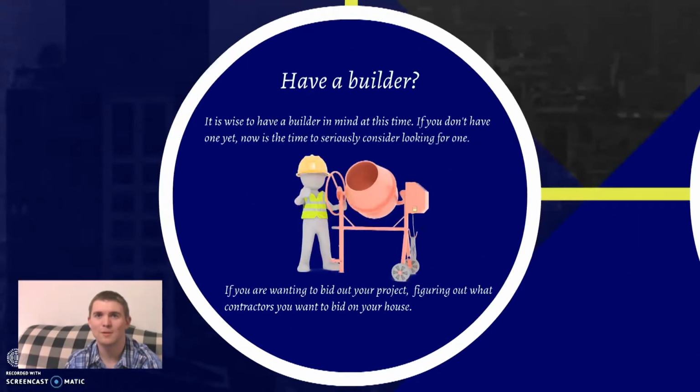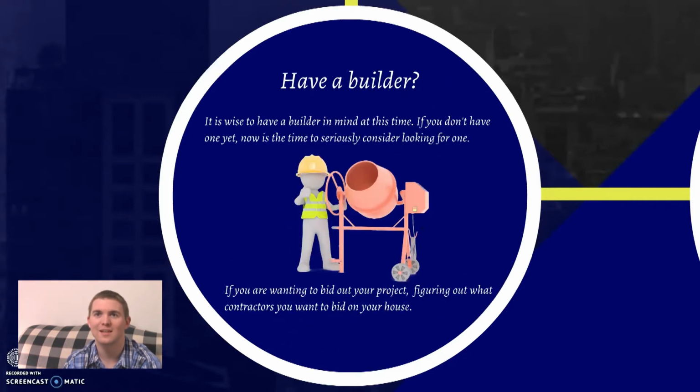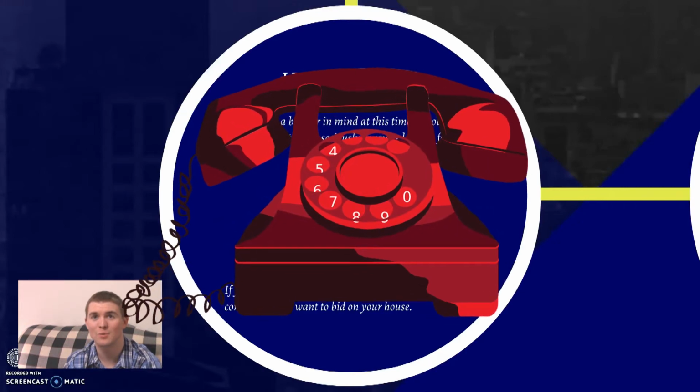If you don't have a builder chosen by this point in the process, now would be an appropriate time to start considering who you would like to hire. If you're wanting to have multiple contractors give you an estimate or a bid on how much it will cost them to build your home, start by collecting a list of a select few contractors who you'd like to bid on the project and get in contact with them at this point.